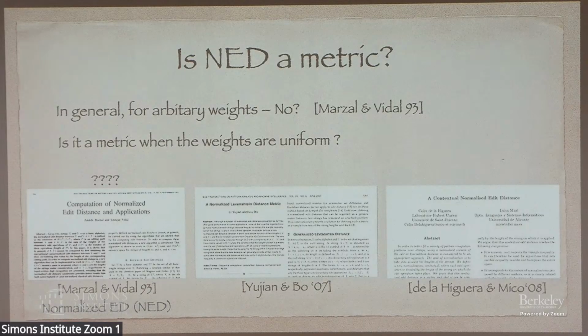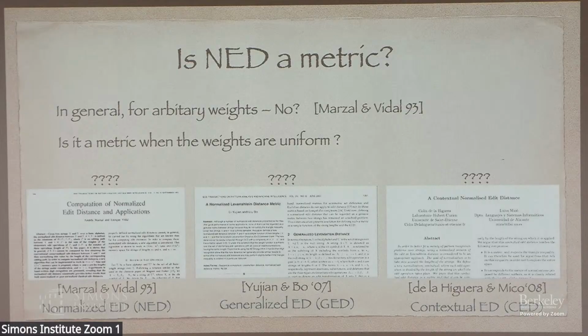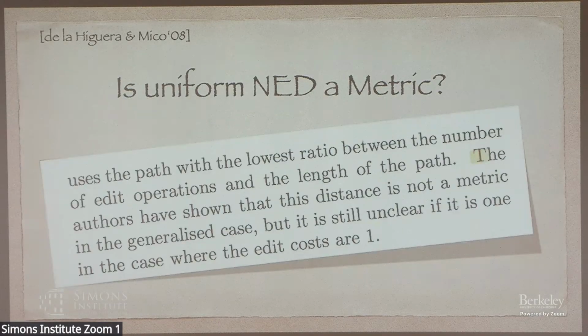Okay, so we found some other papers discussing normalized edit distance. And they both proposed another way to normalize an edit distance between words. The first one we call the generalized edit distance, or GED, and the second one, the contextual edit distance, or CED. And then we wanted to see what they say, whether the original one is a metric or not. And we find in the third one that the authors of NED have shown that this distance is not a metric in the general case, but it is still unclear if it is the case when the costs are 1.